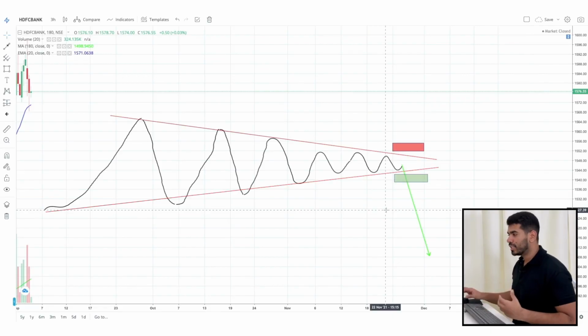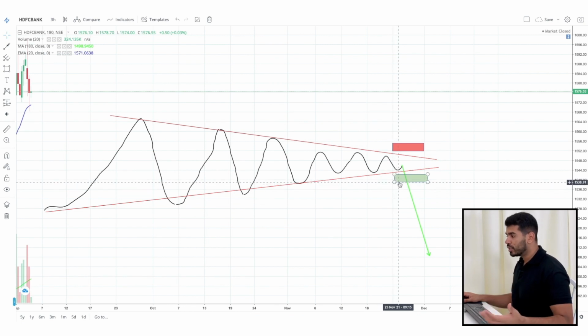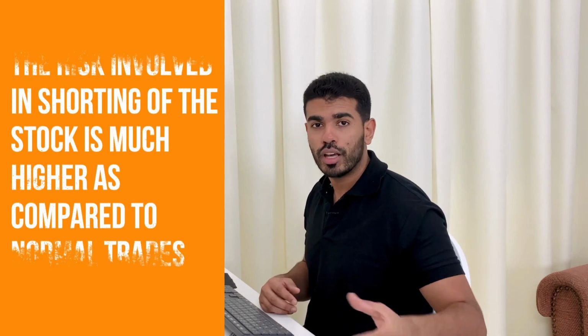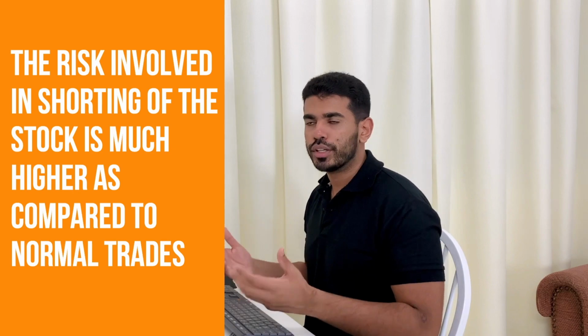And similarly, let's say the seller side went and the stock just goes downwards. In that case, your selling position will be right below the triangle and your stop loss will be kept right above the triangle, similar to how the other position was, but just on the opposite side. Now, if you're someone who is not comfortable with shorting of the stock, I would highly recommend not to start shorting, because shorting involves much higher risk as compared to your normal positional trades.